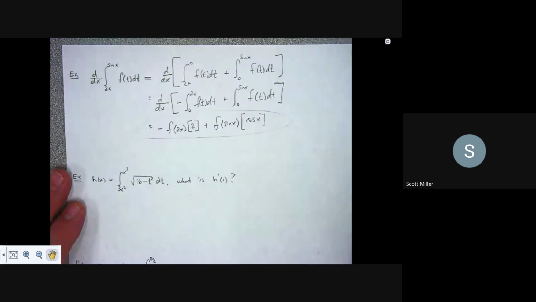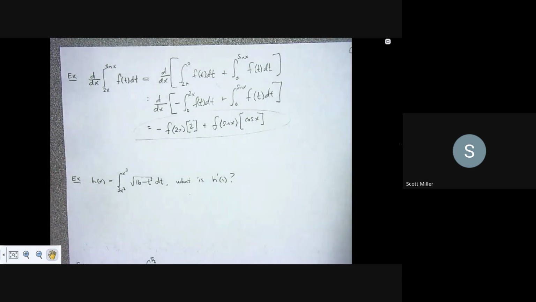Now, let me go show you the fundamental theorem of calculus, and I'll show you this example in just a second. I want to show you this first because it makes what I just showed you a little bit easier to do.